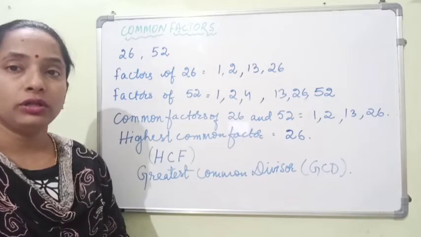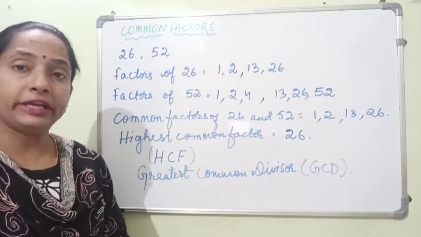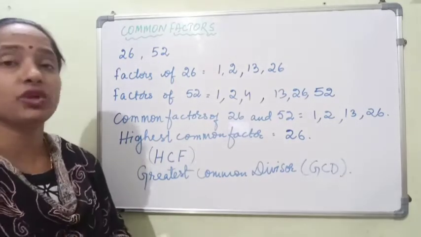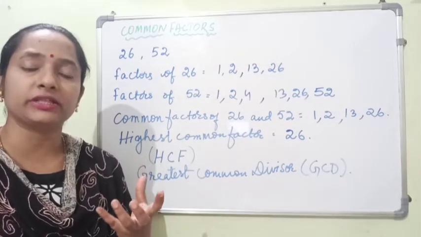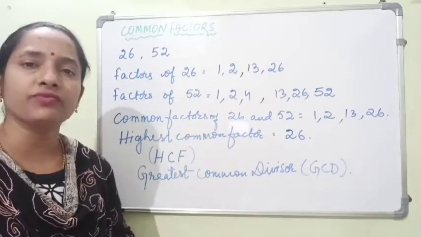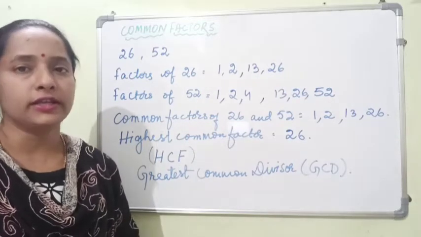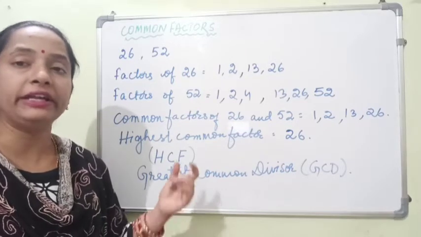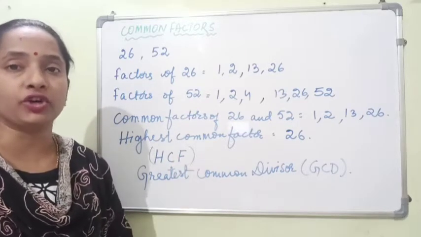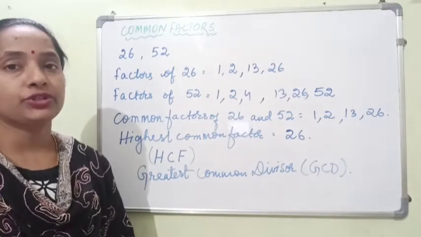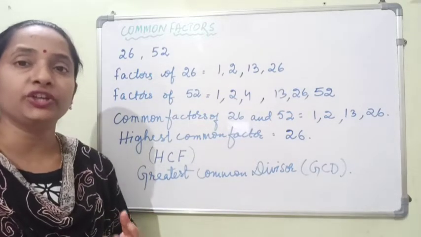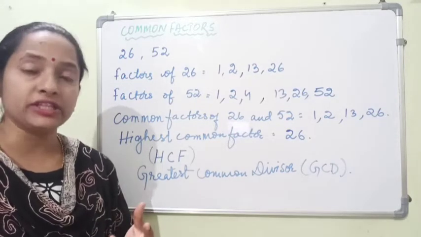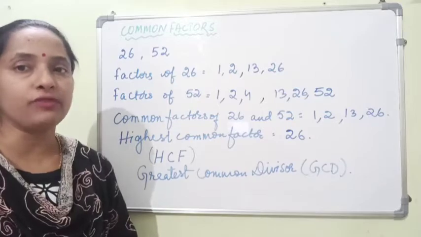Understood? So now, not only this way, every time if we keep on writing the factors of any given number, suppose some large numbers are given, writing factors in this way every time is not an easy process. So we have some methods to find the HCF or highest common factor of given numbers. By using those methods, you can find the highest common factor easily. So let us see what they are.